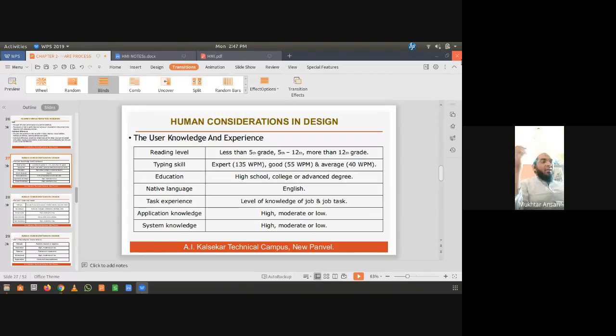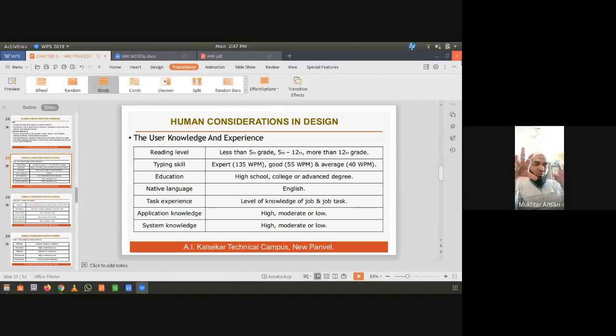Okay, then native language: the native language must be English, so that we can have a good design which will be reputed worldwide. And task experience, level of knowledge of job and job task. So basically you must have knowledge of the job task which is assigned.